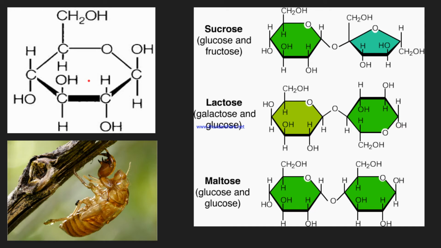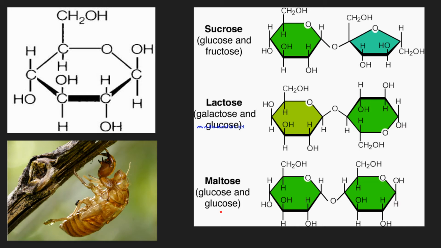Now, monosaccharides bond together to form disaccharides, sugars consisting of two monosaccharide molecules. The three disaccharides you have to know are sucrose, lactose, and maltose. As you can see, sucrose is made of a glucose and fructose monosaccharide, lactose from a galactose and a glucose, and maltose from a glucose and a glucose.